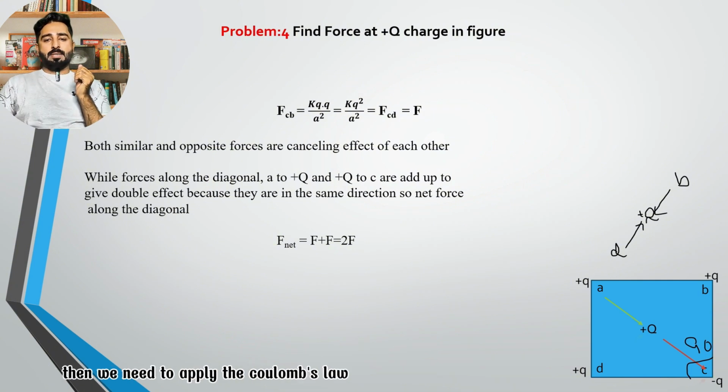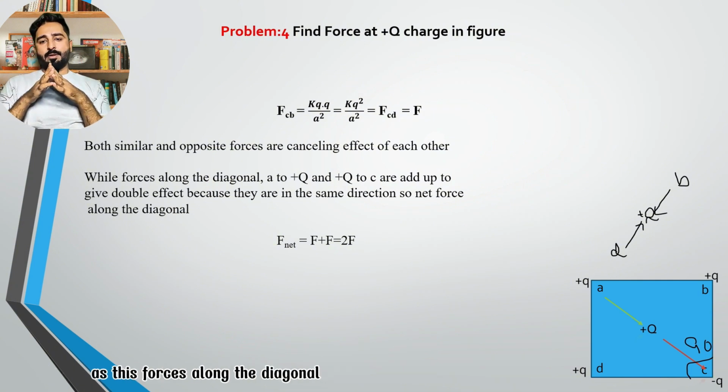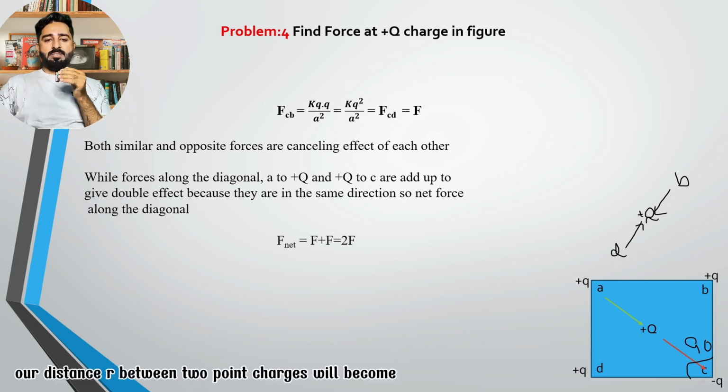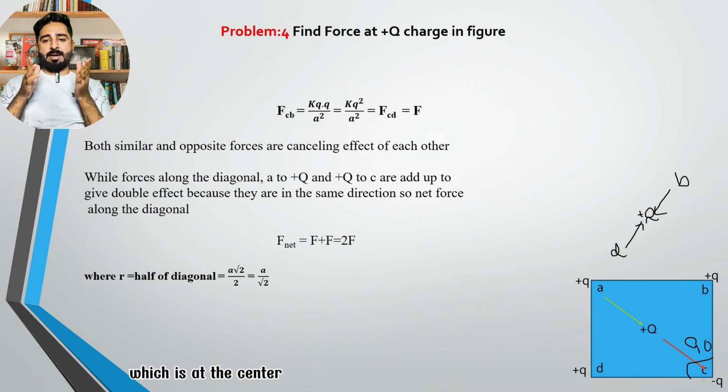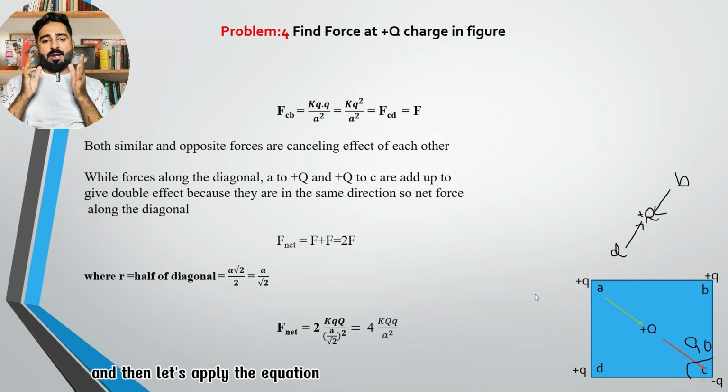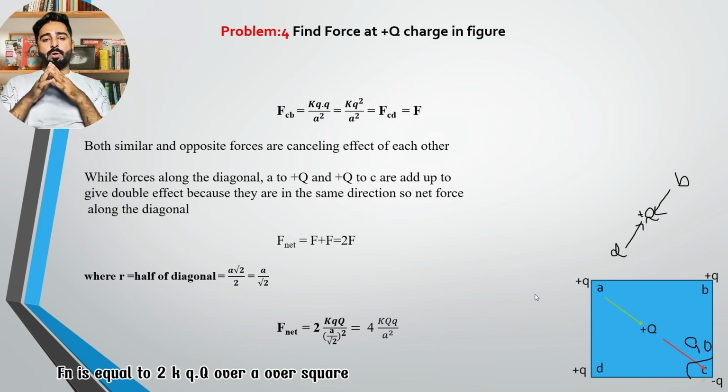Now we have to calculate the force applied by a point charge at the central charge. Then we need to apply Coulomb's law as this force is along the diagonal. So in the case of the diagonal, our distance r between 2 point charges will become r is equal to half of the diagonal is equal to a square root of 2 over 2 is equal to a over square root of 2. R is equal to half of the diagonal, showing that the force is applied on the charge which is at the center. And then let's apply Coulomb's law. F net is equal to 2kqq over a over square root of 2 whole square is equal to 4kq square over a square, which is the net force at the central charge.